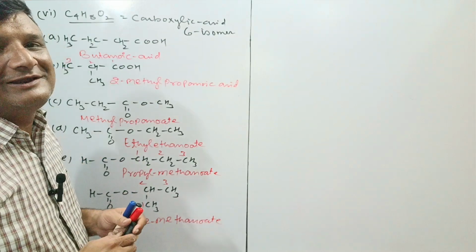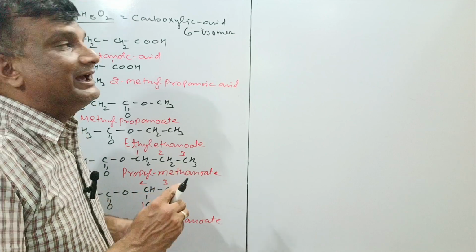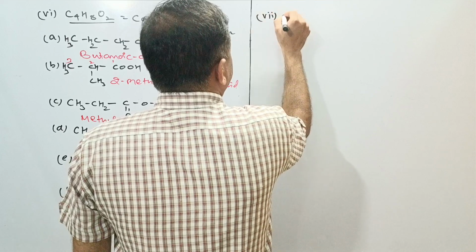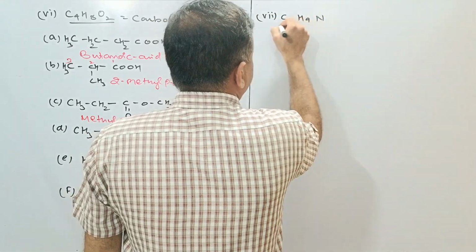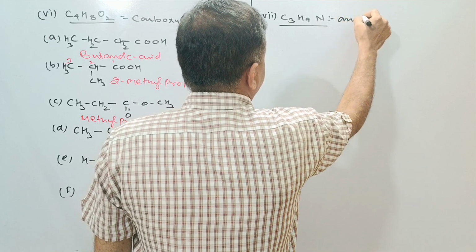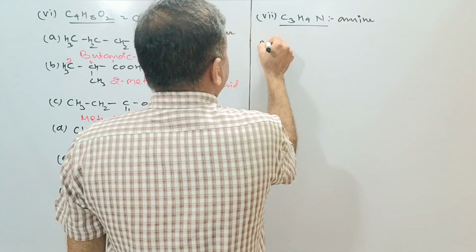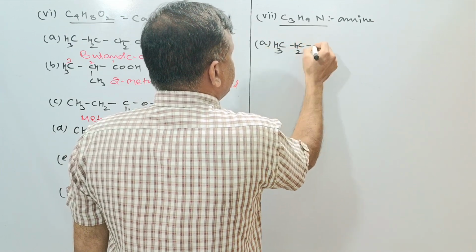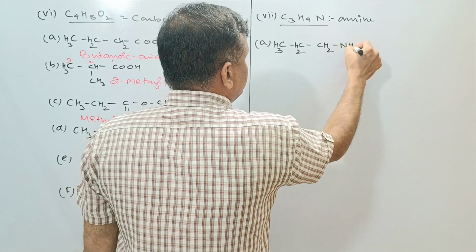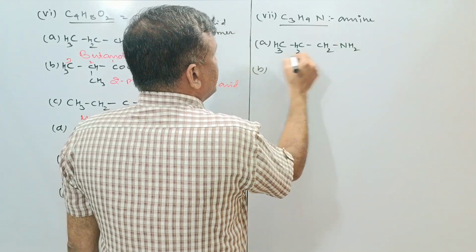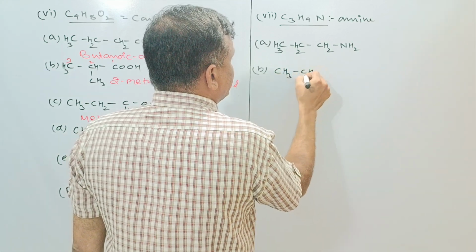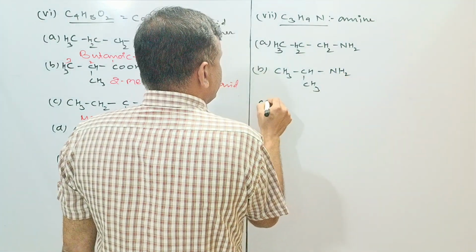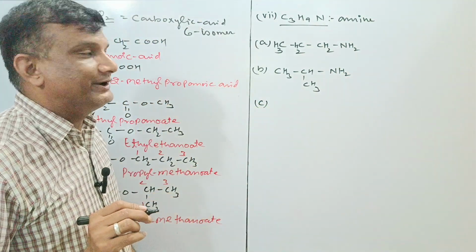Now it's time to discuss the next question, the 7th question, C3H9N. This will be for the amine also. So the first isomer is the normal chain, 1, 2, 3, CH3, CH2, CH2 and NH2. This is B. The carbon chain will be an isomer as an iso chain. So this is CH, this is NH2. Further, there is no 2 degree or 3 degree carbon chain.